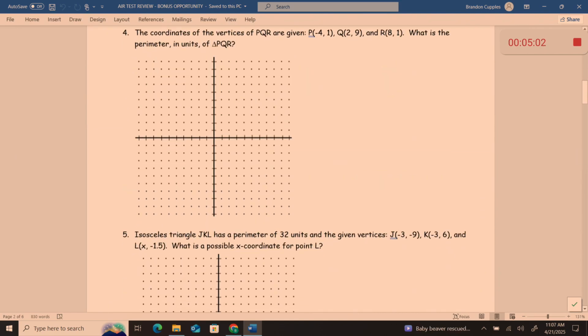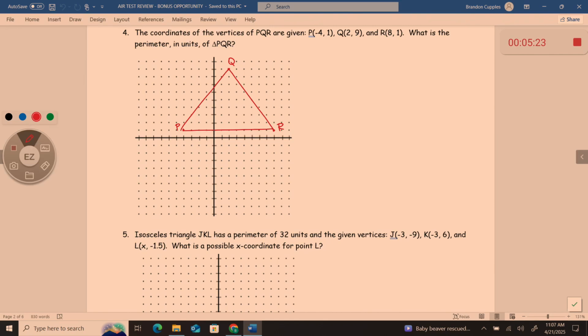The next one, the coordinates of the vertices of triangle PQR are given. P is at negative 4, 1. 1, 2, 3, 4, 1. Okay, there's P, 2, 9 is here, and 8, 1 is right here. P, Q, and R.